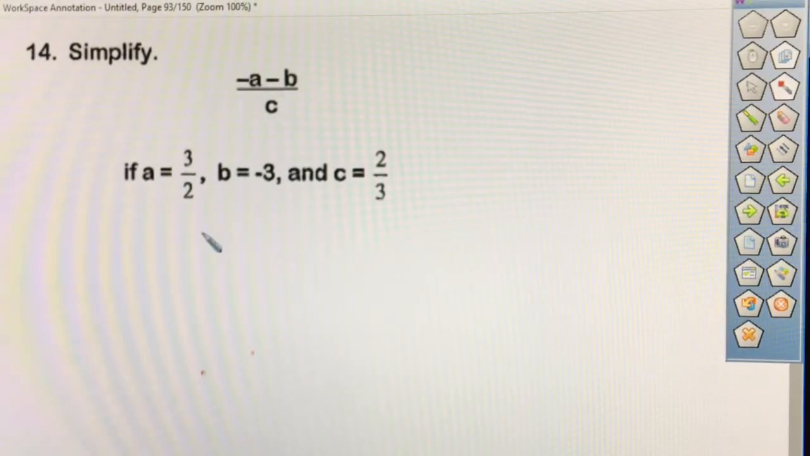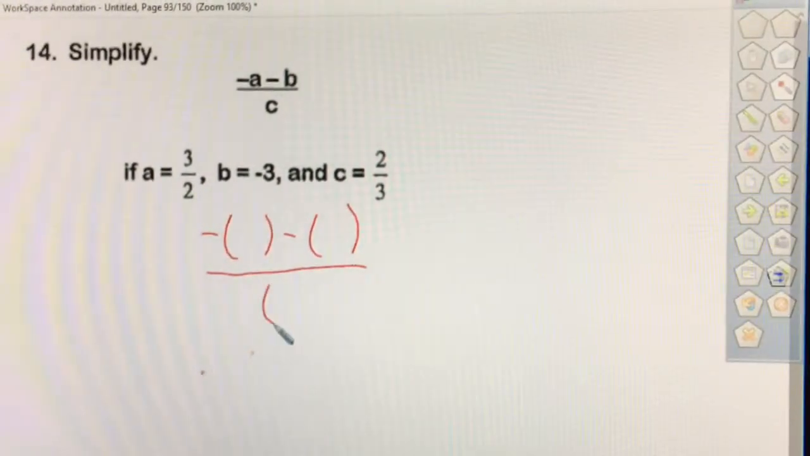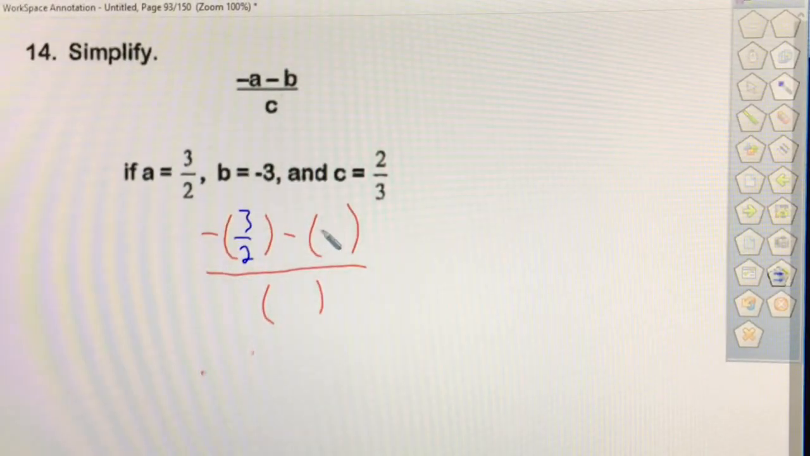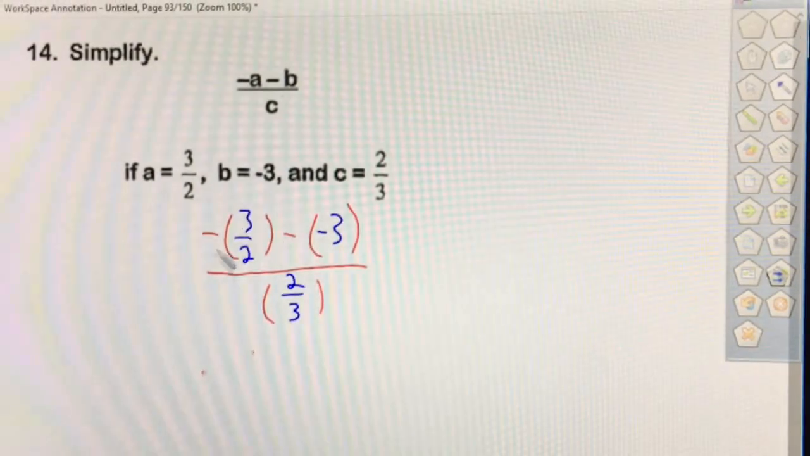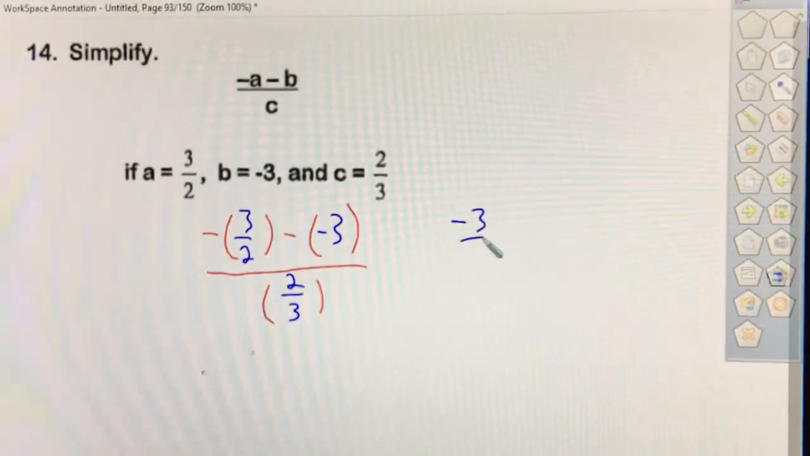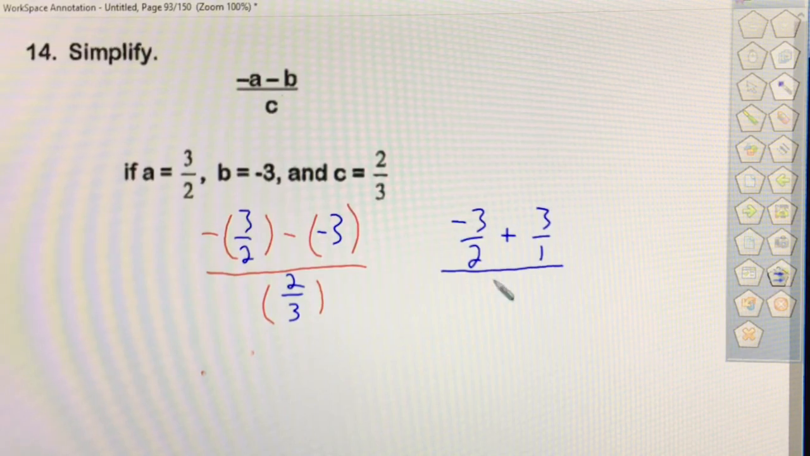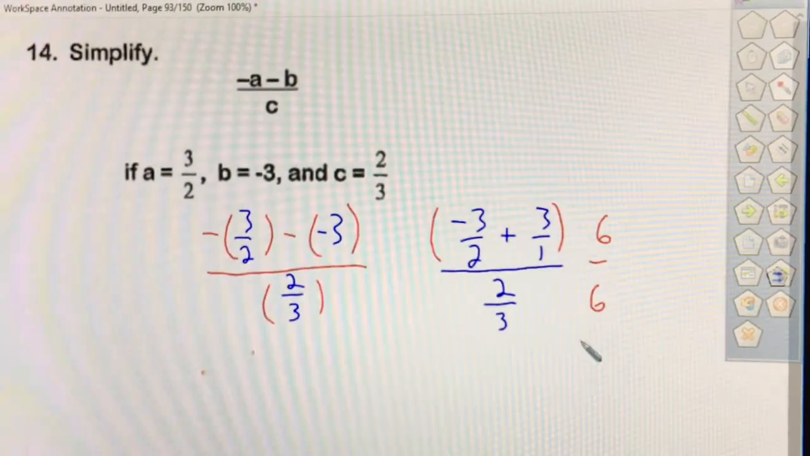Another simplify. Negative parentheses, minus parentheses, all over big parentheses. Notice A is 3 over 2, B is negative 3, and C is 2 over 3. I'm going to rewrite it with the negative signs. That gives me negative 3 over 2, plus, negative negative is positive, 3 over 1, all over 2/3. Common denominator for 2 and 3, once again, is 6. So I'm going to multiply the top quantity by 6, and the bottom quantity by 6. You're allowed to multiply a fraction by 1.